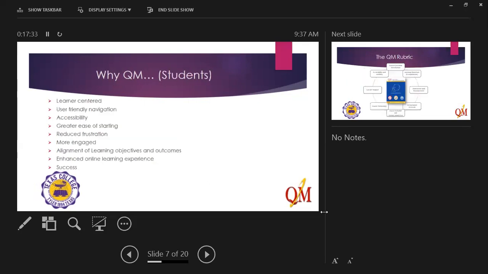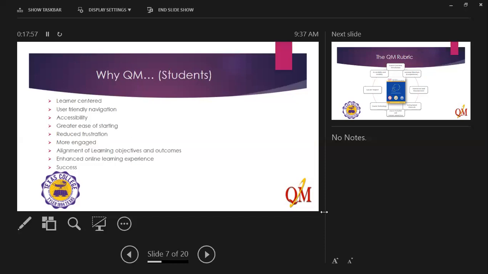Now, why QM for students? Why is it important for students to be in an institution which is QM certified, or for students to be enrolled in a course which has been designed by a faculty who is QM certified, a course following best online practices and norms?